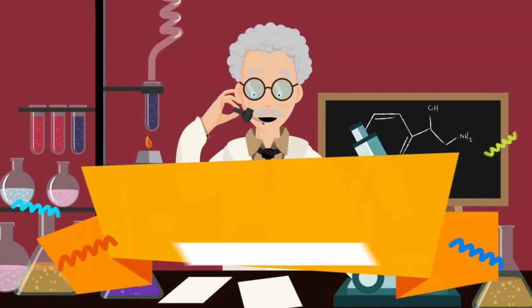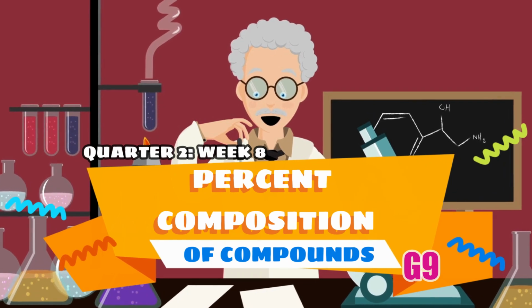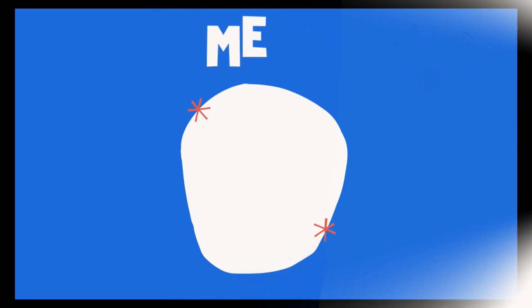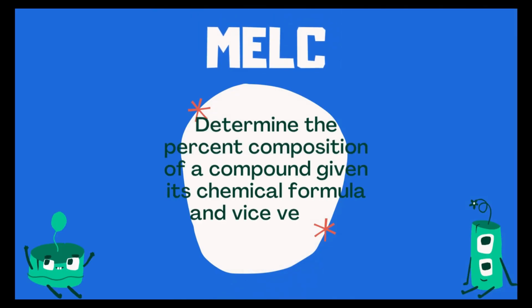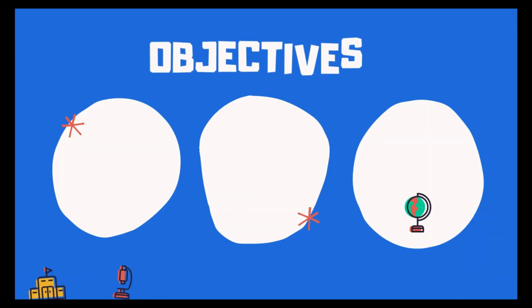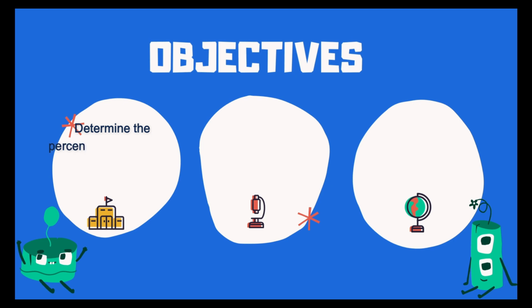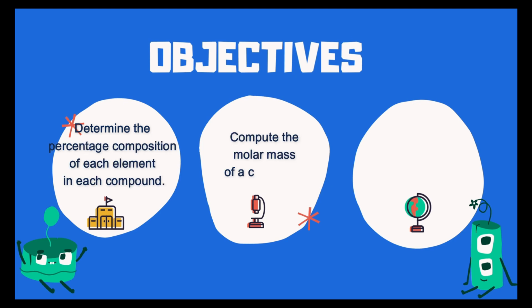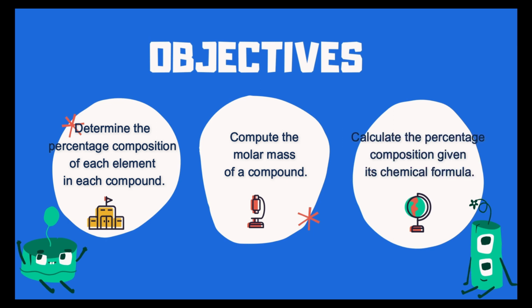Our lesson for today is all about the percent composition of compounds. Our learning competency for this week is to determine the percent composition of a compound given its chemical formula and vice versa. We also have the following objectives for today's topic. Determine the percentage composition of each element in each compound. Compute the molar mass of a compound. Calculate the percentage composition given its chemical formula.